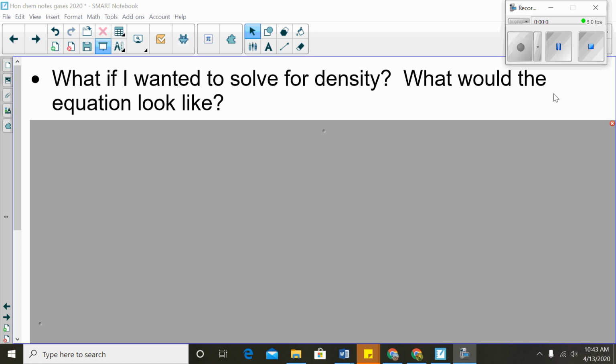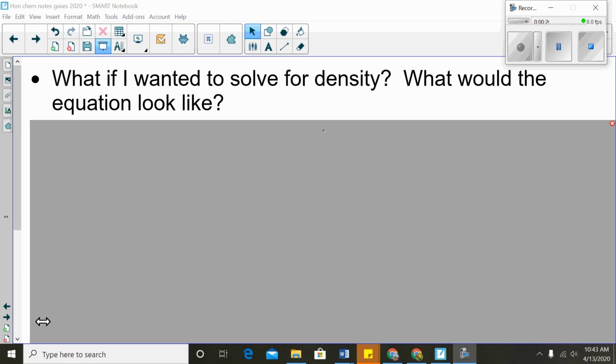Okay, this is chemistry, continuing with our gases unit. This lesson will focus on rearranging the ideal gas law to solve for density. If you want to solve for density using the ideal gas law, what would that equation look like?